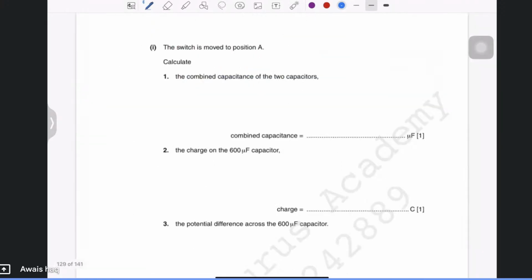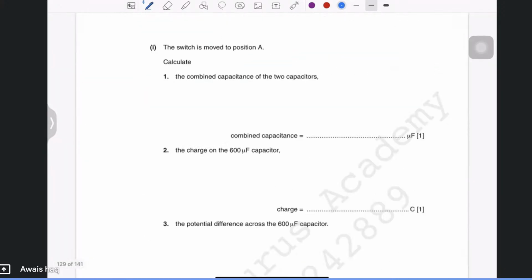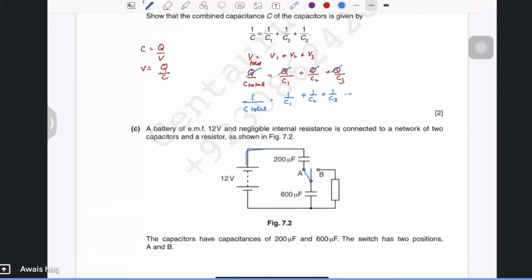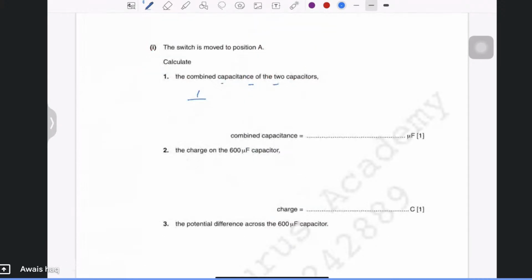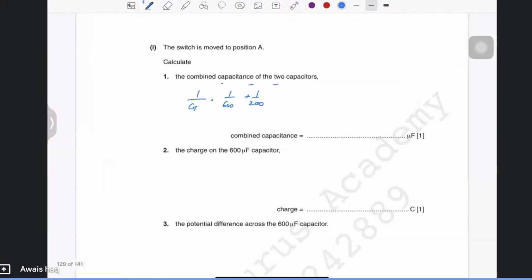So the question is that the switch is moved to position A. When it is moved to position A, it says calculate the combined capacitance of the two capacitors. Because they are in series right now, they're connected by just one whole circuit. So that means we have to use the combined formula: 1 upon C total equals 1 upon 600 and 1 upon 200. So what will be the C total, please?